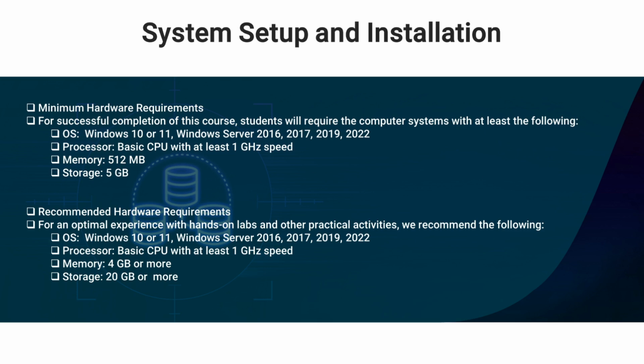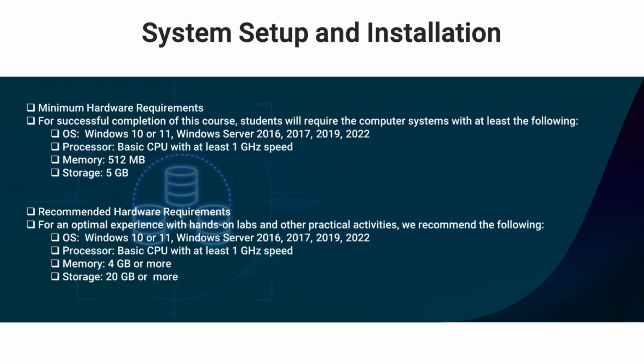Moving on, what are the various requirements that we need for this training? For the minimum hardware requirement for a successful completion of this course, students will require a computer system with at least the following: operating system, Windows 10 or 11, or Windows Server 2016, 2019, or 2022, whichever one you have access to. Processor, we need a basic CPU with at least 1 GHz of speed. Memory, we need at least 512 megabytes and storage of 5 GB. But these are the minimum requirements that we need for installation of the software.